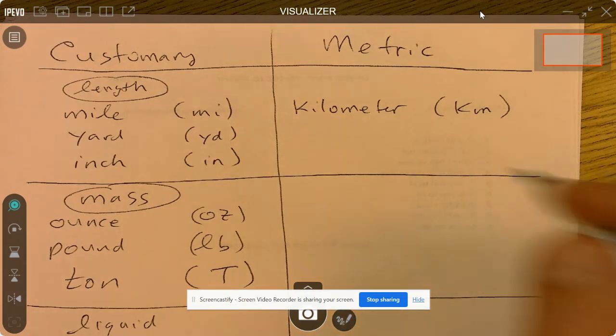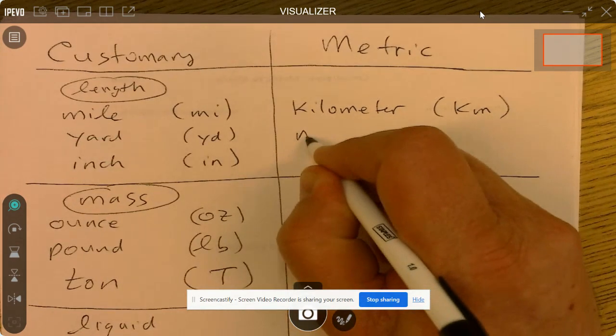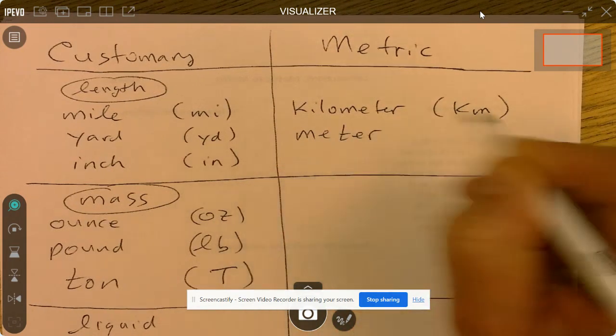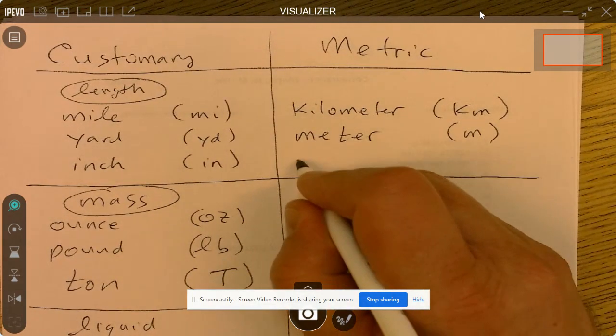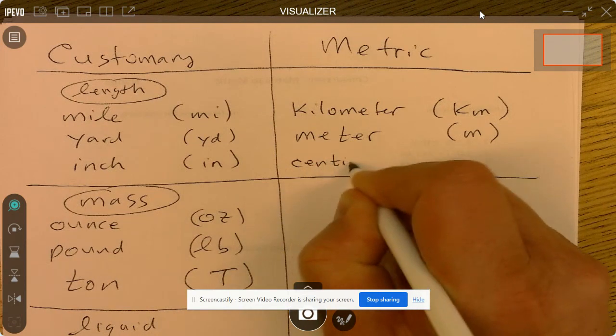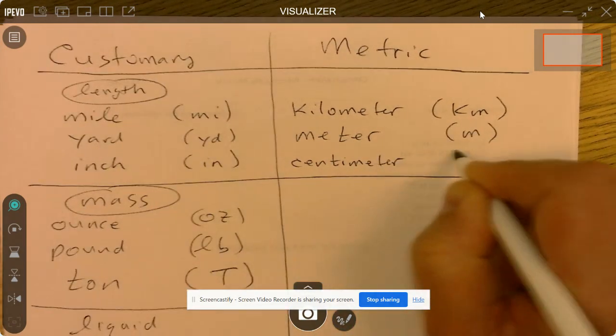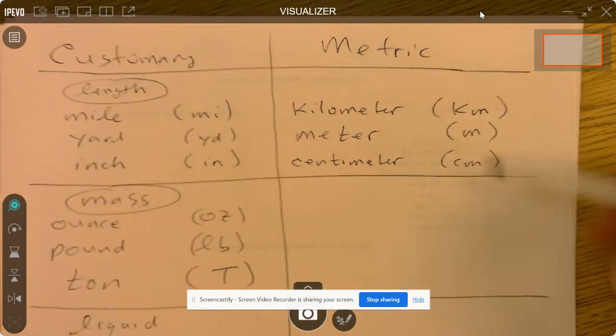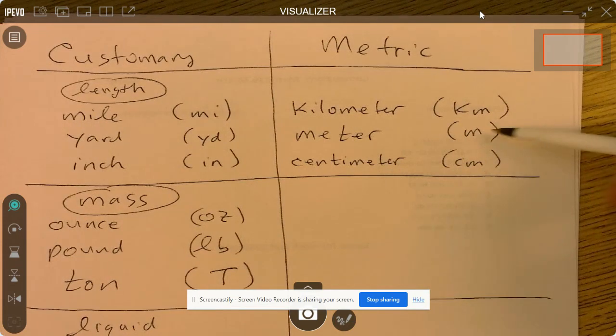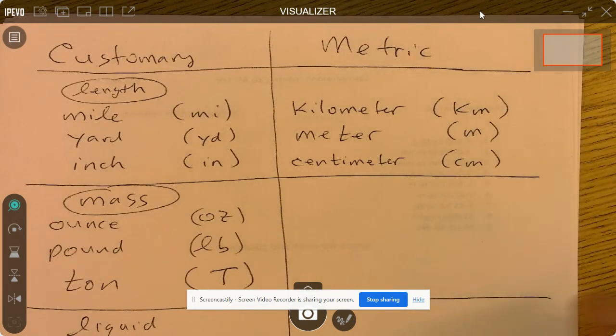The next one down that's close to a yard is called a meter. Sometimes they talk about races, the something meter dash or the something yard dash. And the last one is a centimeter, otherwise known as cm. So we have some abbreviations over here: km, m, and cm. Note, one of them has nothing in the front and the other two have one thing in the front.